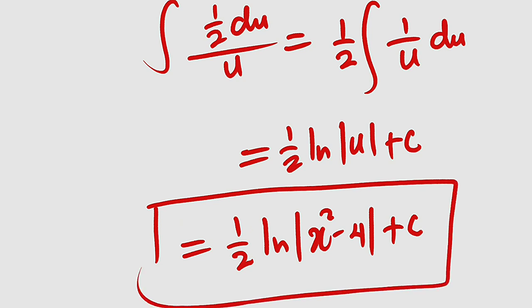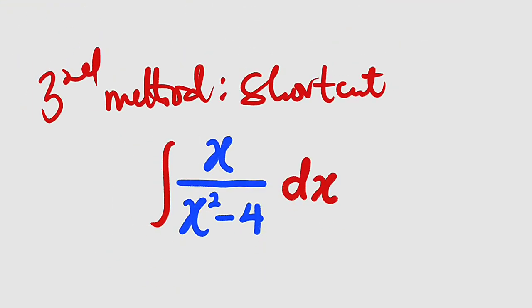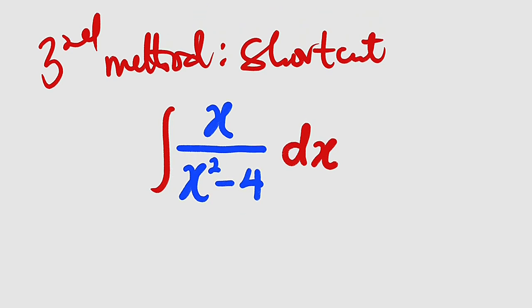And the last method is by using a shortcut. So method number 3, we would like to use a shortcut. Just observe, if you differentiate the denominator, you're going to obtain 2x. But the numerator is just x. But you should remember that whenever you differentiate the denominator and you realize it is equal to the numerator, then the integral of that function is always equal to the natural log of the absolute value of the denominator. But in this case, we don't have the derivative of the denominator equal to the numerator.